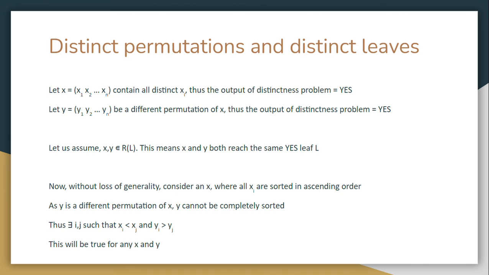Now, without loss of generality, we can consider an X where all the elements are distinct, and let's say they are in ascending order. Now, as Y is a different permutation of X, Y also cannot be completely sorted, because if both of them were sorted, both of them would be the exact same permutation of the elements, as all the elements are distinct.